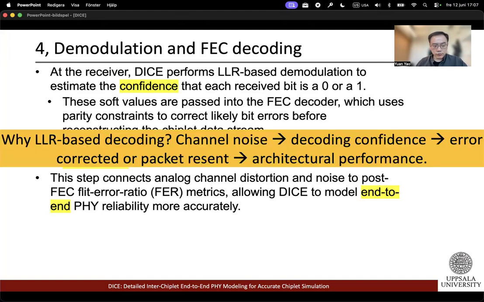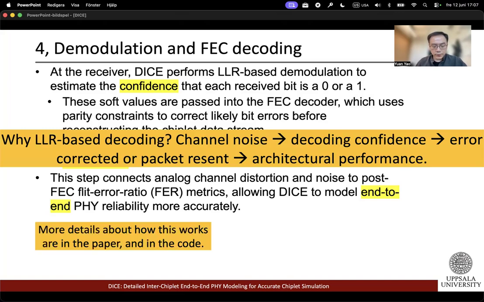This is the key end-to-end connection. Analog channel distortions affect demodulation confidence. Demodulation confidence affects FEC decoding, and FEC decoding affects the sending of NAK or acknowledgement. And all these affect packet delay and architectural performance.